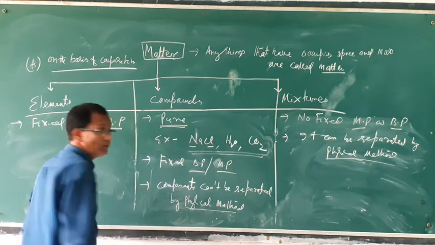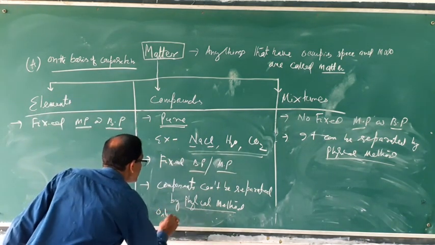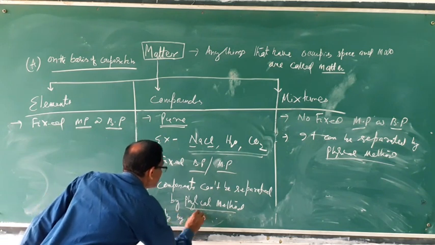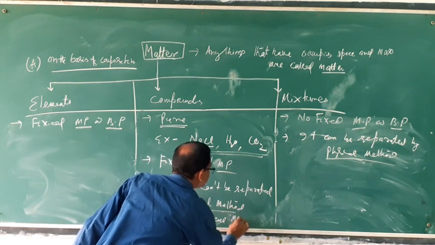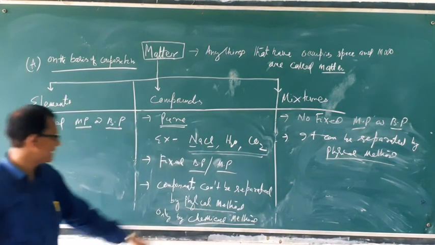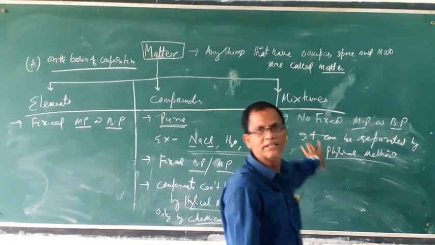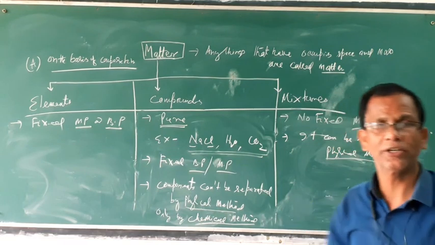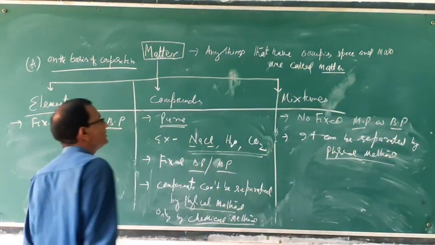How can you separate compounds? Only by chemical method. Chemical methods can be applicable to separate the compounds. But here a physical method is applicable to separate the mixture. So this is the main difference for a mixture.